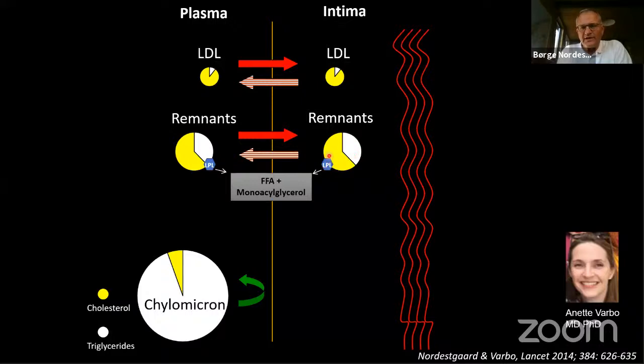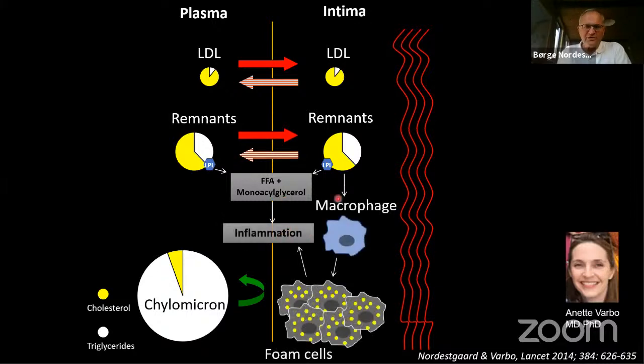Indeed, lipoprotein lipase at the surface of these particles will liberate free fatty acids and monoacylglycerol. These are toxic to tissue and cause local inflammation. And also, we know that remnants can be taken up directly by macrophages to cause foam cells without being modified.